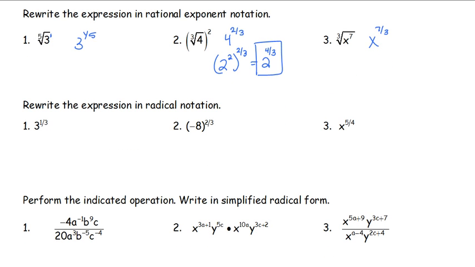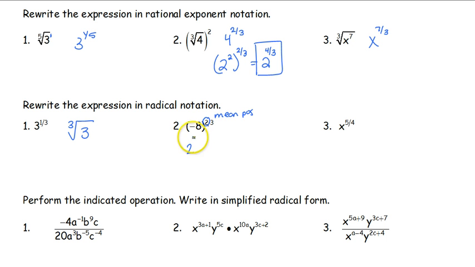So now we're going to go from rational exponent into radical form. So 3 to the 1/3, the denominator is the root, so that's the cube root of 3. And we've got, for number 2, a -8 to the 2/3 power. You want to be careful here. Remember, the numerator, that means that we are squaring that -8. Anytime it's raised to the even power, we've got 2 negatives, so that's going to mean it's going to be a positive answer.